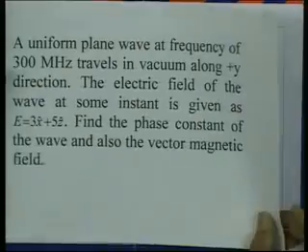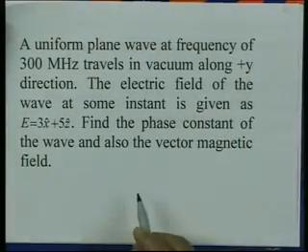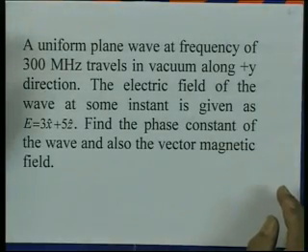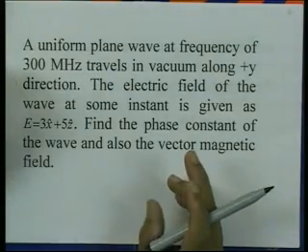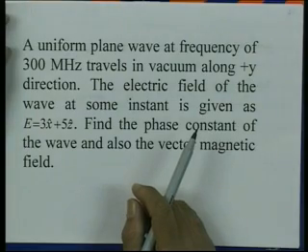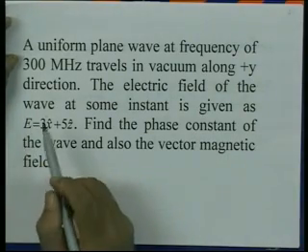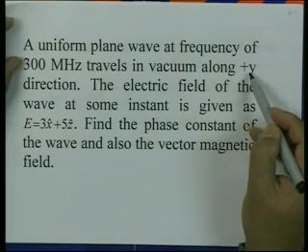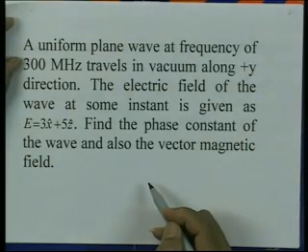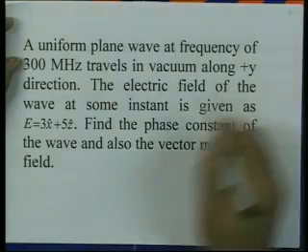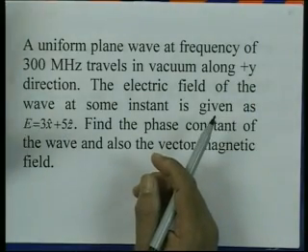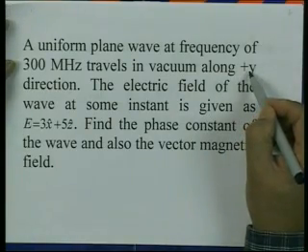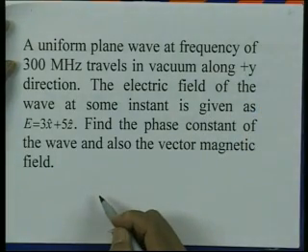Now, since the wave is traveling in y direction, and for uniform plane wave the electric and magnetic fields lie in a plane perpendicular to direction of wave propagation, the E and H both vectors must lie in a plane which is perpendicular to the direction of wave propagation, which is plus y direction. So, that means the electric and magnetic field vectors both lie in the x z plane. Okay, x z plane is the plane which is perpendicular to the plus y axis.